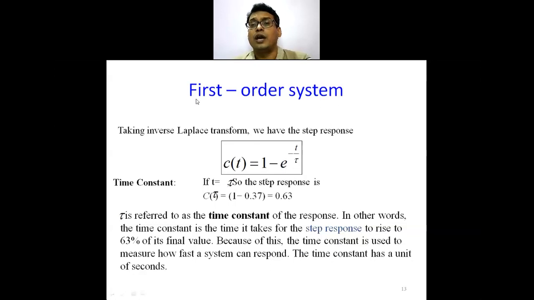Now if the step is of magnitude M, this equation becomes multiplied by M, and if it is with a steady state gain, multiplied by K. So this is the small derivation; you can go into the details of the derivation from the concerned book.